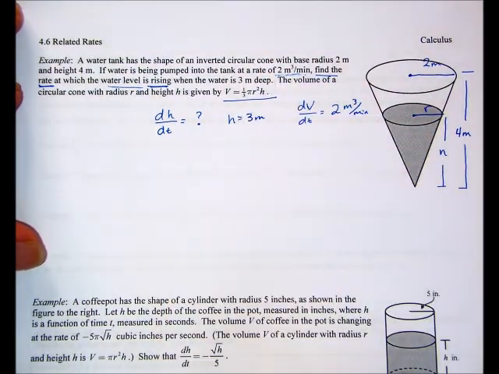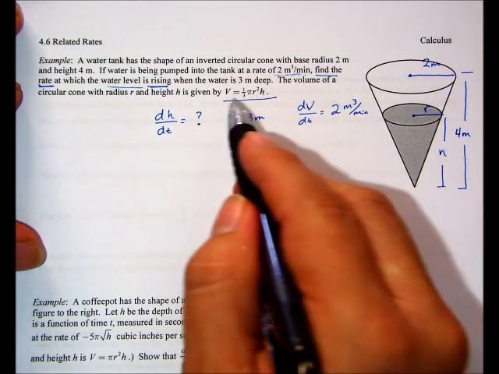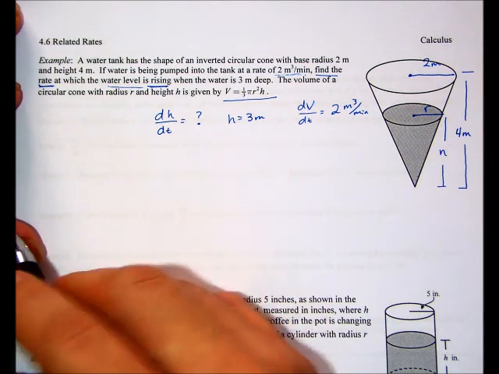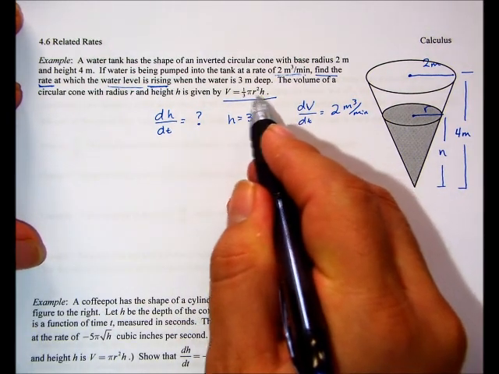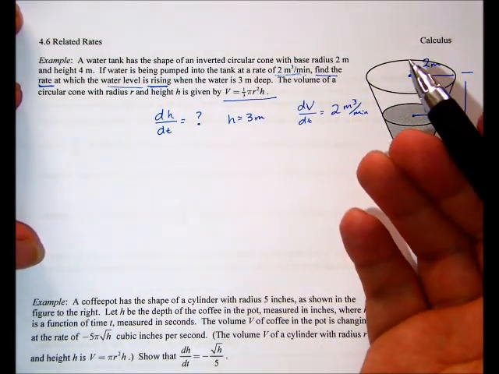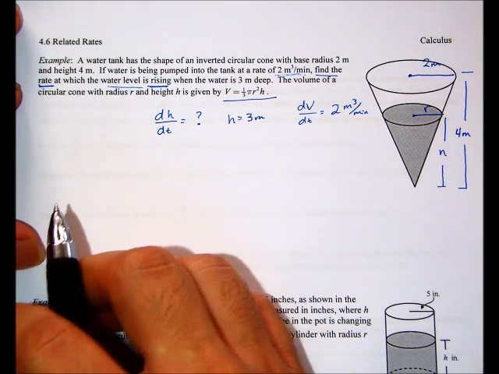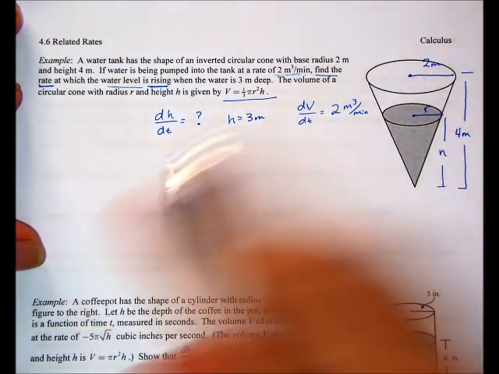So it seems like we are going to want to find dH/dt, at the time when h is 3 meters. So our goal here is going to be to change the volume formula into something that only has h's. We don't want two variables. It'd be easier if it's one variable. So we're going to do that. So we need to relate h and r somehow.